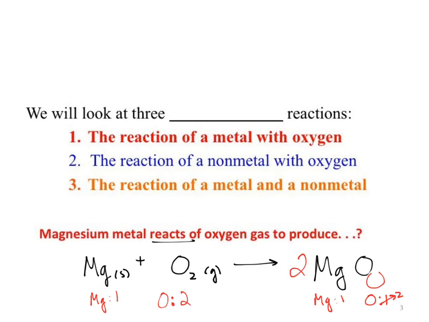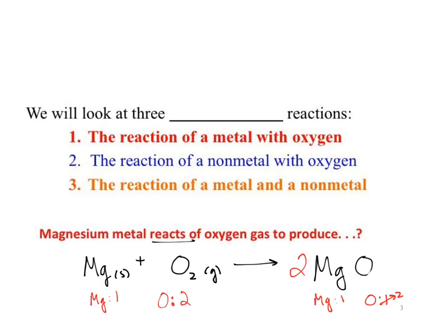Why do we not put it as a coefficient? Or sorry, subscript. Changes that formula, changes that compound. We can't touch that. Once we've balanced the formula, we do not put in any more subscripts. Okay, we can only put in coefficients. Is our oxygen now balanced? Yes, our oxygen is now balanced, so we can be happy.